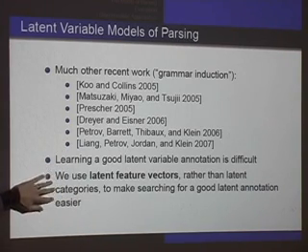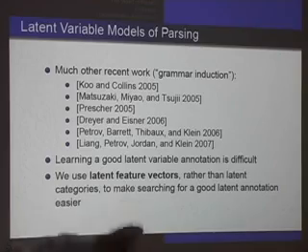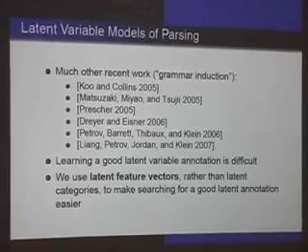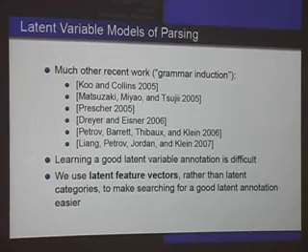We take an alternative approach where instead of having atomic categories, we have vectors of latent features. And I think that the reason that's so successful is because it gives us a richer similarity space in the latent variable annotations. You know, a given annotation has a lot of similar annotations just by flipping some bits.